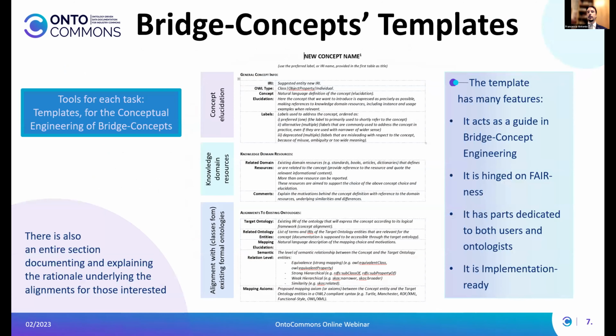Here is a template. We have already skimmed through it in the previous presentations. It incarnates the second role of bridge concept as a sort of human interface. The template has many features. It acts as a guide in bridge concept engineering. It is hinged on fairness. It has parts dedicated to both users and ontologists, and is ready to be implemented in ontologies themselves. We will go over the specific structure if there is time.